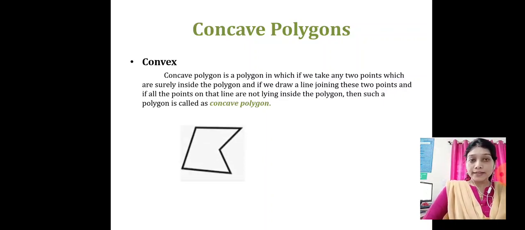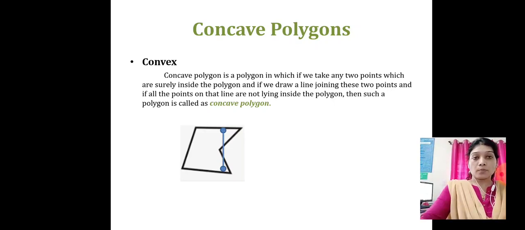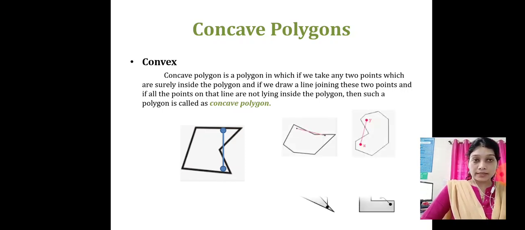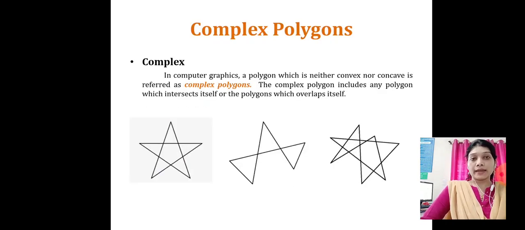So, here is an example. Suppose we have this polygon, and if we join a line between these 2 points which are surely inside of the polygon, then you can see that some points on that line lie completely outside of that polygon. So, some portion of the line is not inside of that polygon, and such a polygon is called a concave polygon. Here are some examples of concave polygons. In these, some part of the line can be outside of the polygon, and such a polygon is called a concave polygon. The next is a complex polygon.